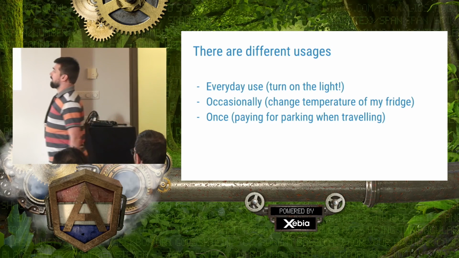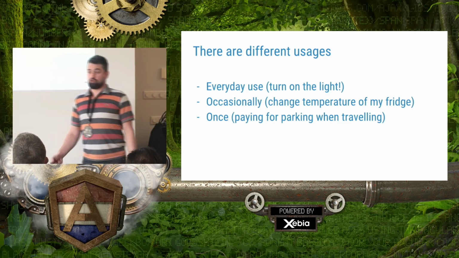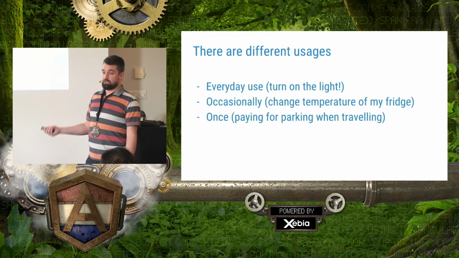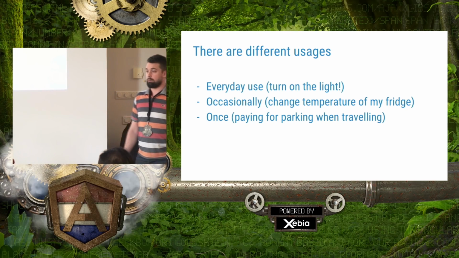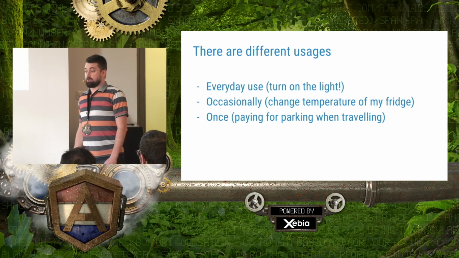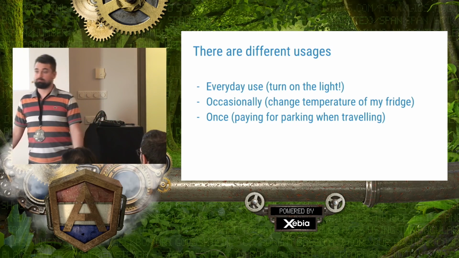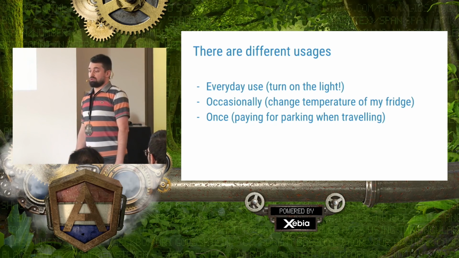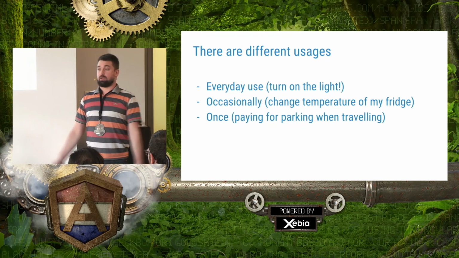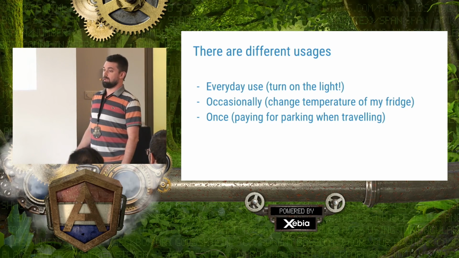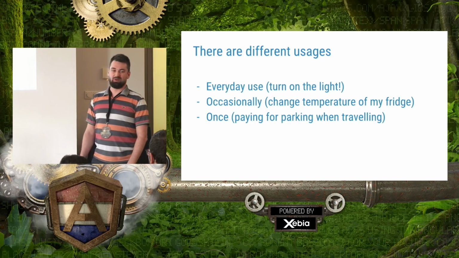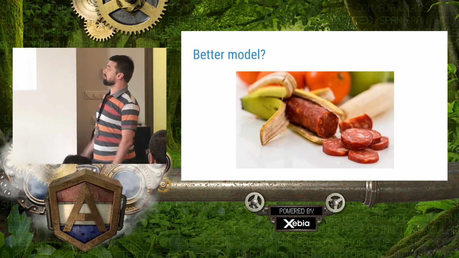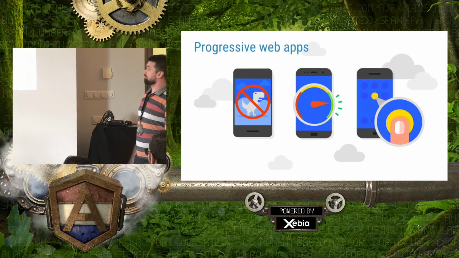Let's look at some different scenarios. Some of these services you could use for everyday things, like turning on the light, turning on your radio. Some you use once in a while. Maybe you want to know how's the temperature in my basement, how's the humidity. Some you use very rarely, like maybe I'm in Amsterdam and I want to pay for my car, but I'm not back in Amsterdam for 5 years. So maybe I don't really want to install something for such a use case. So maybe there's a better model.